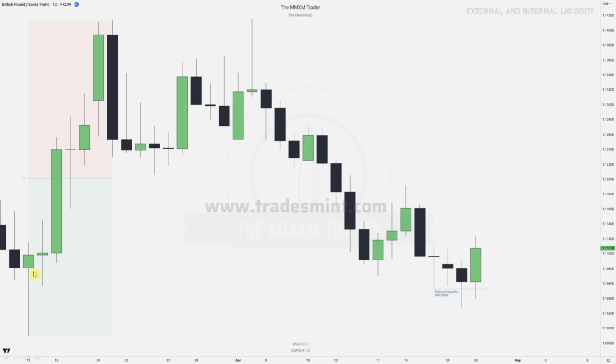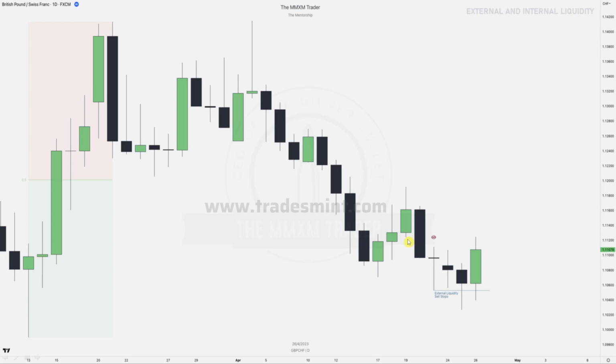This long wicked area over here is pretty deep in discount, right? Don't forget about your discount and premium levels, which is this whole range, right? So we're pretty deep in discount. We raid a swing low, which is external range liquidity. Now, where does your eye draw into?